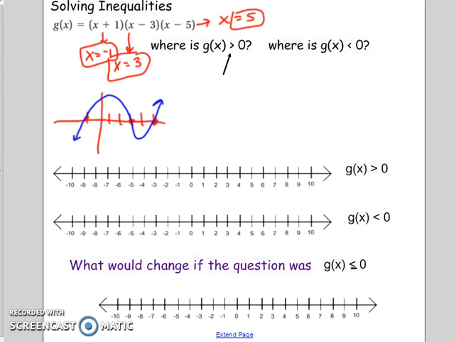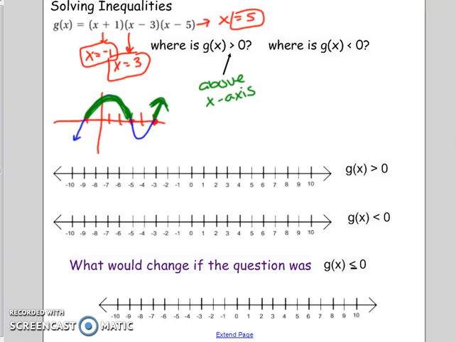So I want to know where is g of x, which is our function, where is it greater than 0? So where is y greater than 0? So if we look at this piece, these all have positive y's. Okay, same thing goes for this. So what I just highlighted in green, those all have positive y values. So it's where it's above the x-axis.